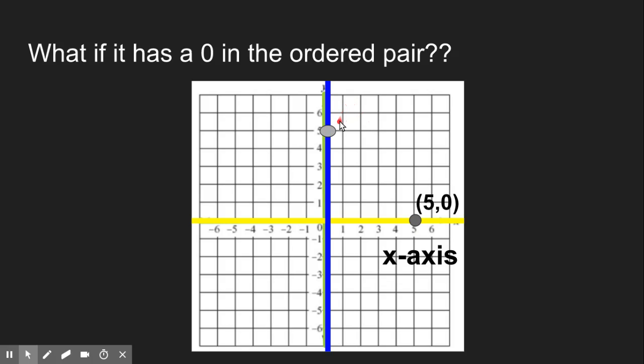The same goes if a coordinate ends up on the y-axis. So up here, see, we don't go left or right. We're staying on that axis. So my x is actually 0 and my y is 5. We would simply say that falls on the y-axis. So if you look, if you have a 0 as the first coordinate, as the x, it's going to end up on the y-axis. If you have a 0 as the second coordinate, it's going to end up on the x-axis.